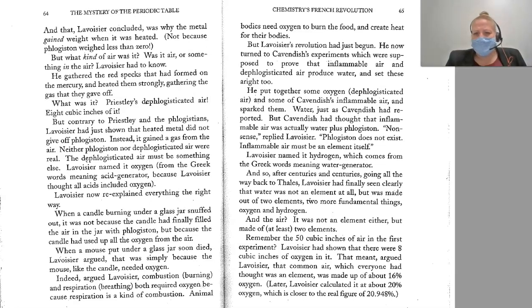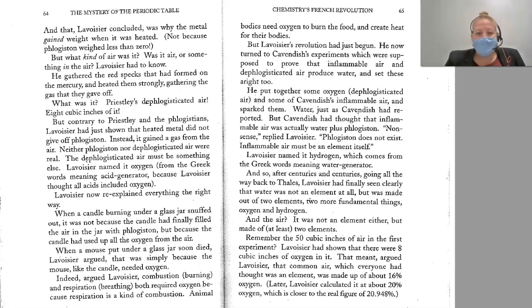But Lavoisier's revolution had just begun. He now turned to Cavendish's experiments, which were supposed to prove that inflammable air had dephlogisticated air produce water, and set these aright too. He put together some oxygen, dephlogisticated air, and some of Cavendish's inflammable air and sparked them. Water, just as Cavendish had reported. But Cavendish had thought that the inflammable air was actually water plus phlogiston. Nonsense, replied Lavoisier. Phlogiston does not exist. Inflammable air must be an element itself. Lavoisier named it hydrogen, which comes from the Greek word meaning water generator.